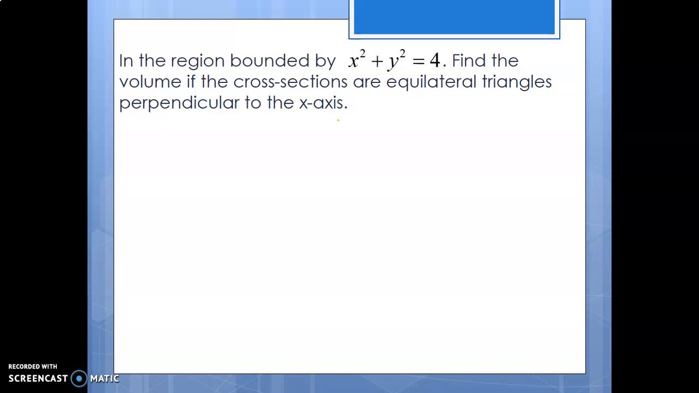All right, so we're still in this circle. This time we're going to have equilateral triangles that are perpendicular to the x-axis. And actually this one's going to take a little while to set up. So we're going to go ahead and end this first video and we'll pick up here on the second video. There's just going to be a couple more problems, this one and then a sideways problem on the second video. Hope this was helpful.